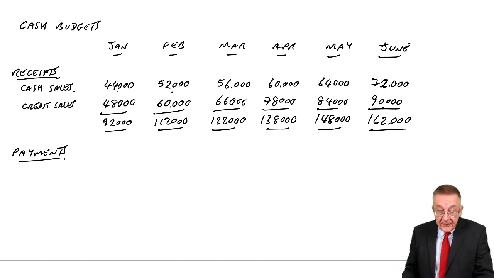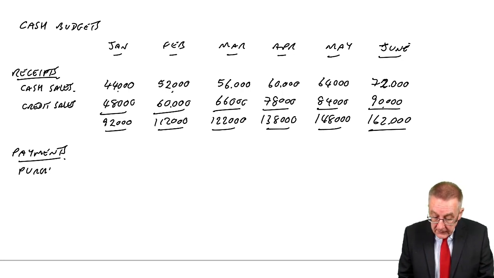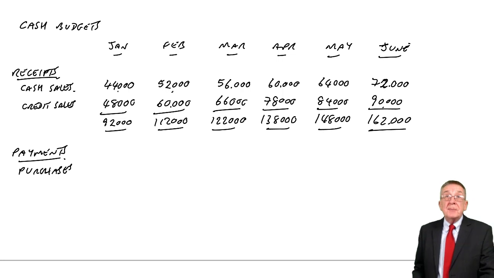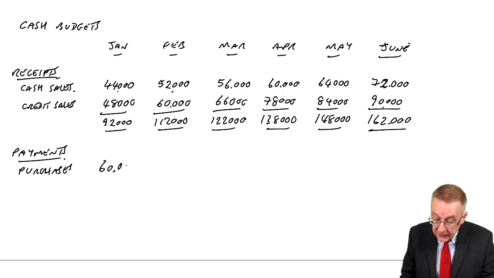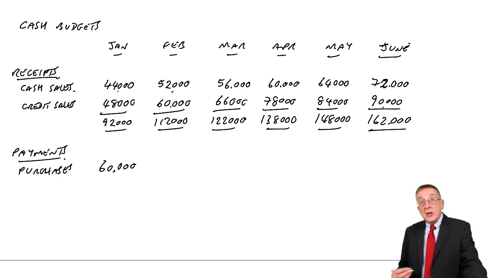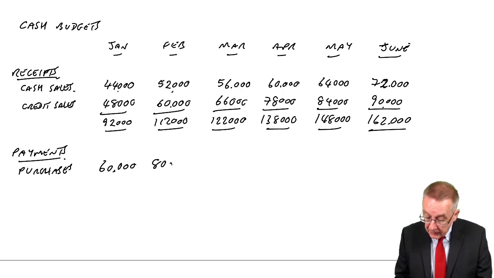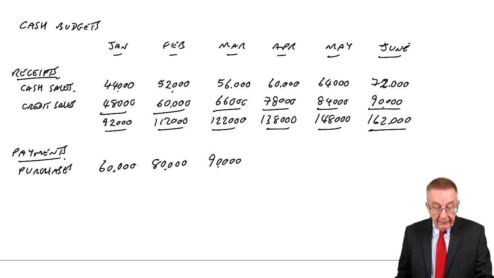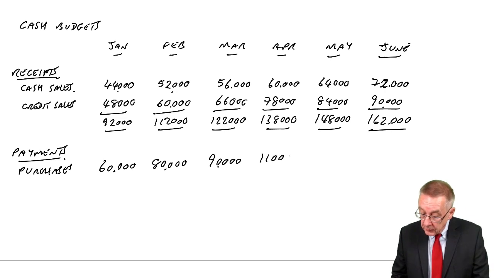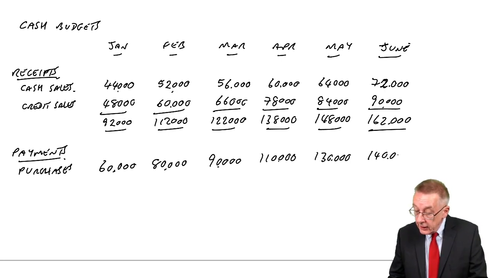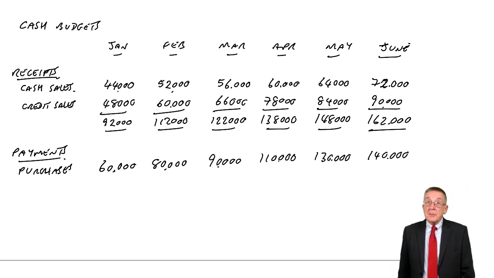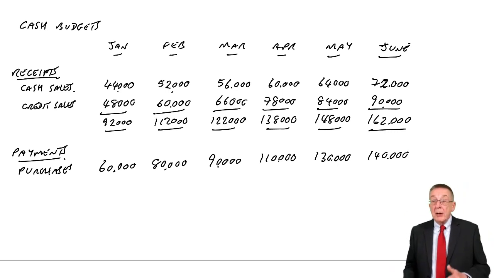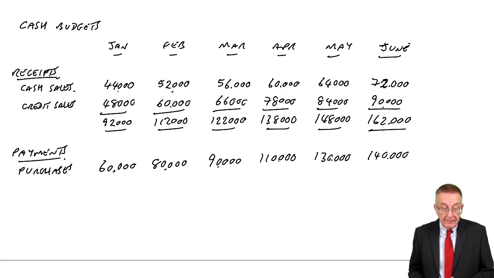December's purchases, paid 1 month later, will be in January, so we'll pay 60,000 in January. January's purchases of 80 will be paid for in February, and so on. February's 90 will be paid in March. March's 110 paid in April. 130 the following month, May, and May's 140 will be paid in June. June's purchases won't be paid until July, and we're only doing the forecast for these 6 months.